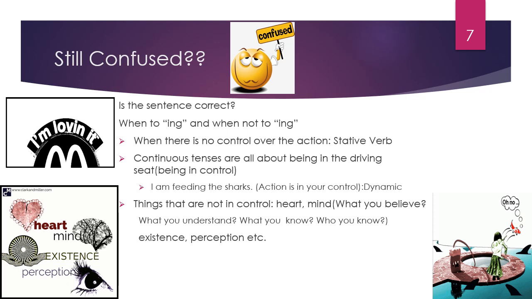Whenever we have continuous tenses, it means the doer of the action is in full control, in the driving seat. He or she is controlling whatever is happening. Therefore, for such cases, continuous tenses will be dynamic verbs wherein we can control things. I am feeding the sharks. I can easily control it.